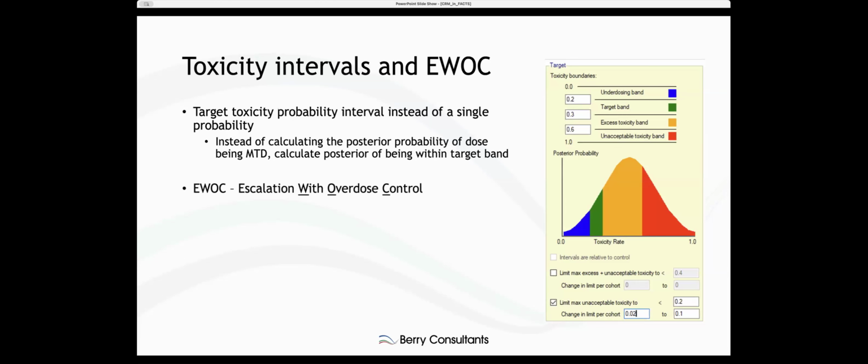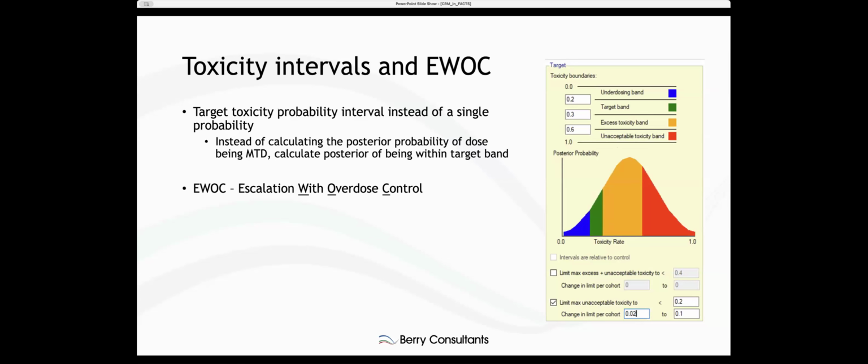And related to that is escalation with overdose control, which here on the graph you can see on the bottom right. So in the middle here, we would have a toxicity rate from 0 to 1, and using these numbers 0.2, 0.3, and 0.6, we've sort of divided the space from 0 to 1 into 4 areas. We've divided that into a band that we would consider underdosing. We've got 1 band that we would consider the target band. And then we would have 2 bands. One of them would be the excess toxicity, and one of them would be unacceptable toxicity.